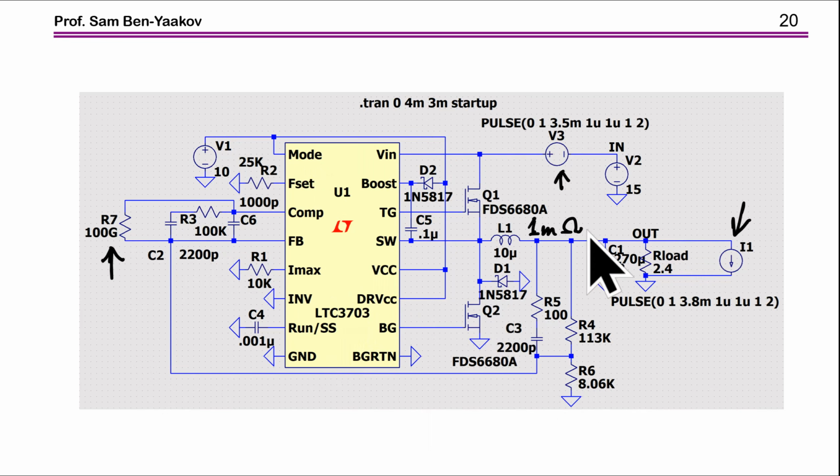First of all, this is 1 milliohm inside this inductor. I've added a step current at the output, a step voltage at the input. This is the power input. And then here I've also put a large resistor, 100 giga, not to disturb the original design, so we can run it as it is, and then we'll do some experiments while changing, say, the resistance and the gain.